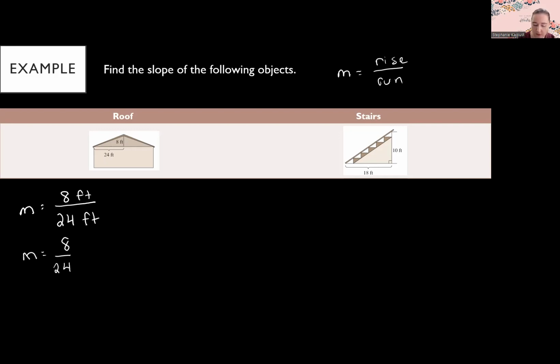I can divide both of those numbers by 8. I'm going to write that down. You always want to reduce your slope. You don't leave it in the base form. It's a fraction, so you want to reduce whenever possible. And we don't normally write it as a decimal. We usually leave it in fraction form. So this would be 1/3. The slope, or the pitch, of this roof is 1/3.